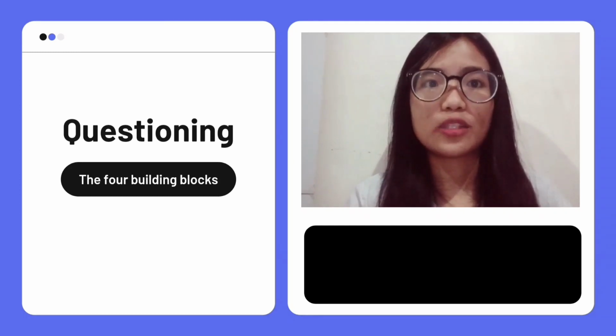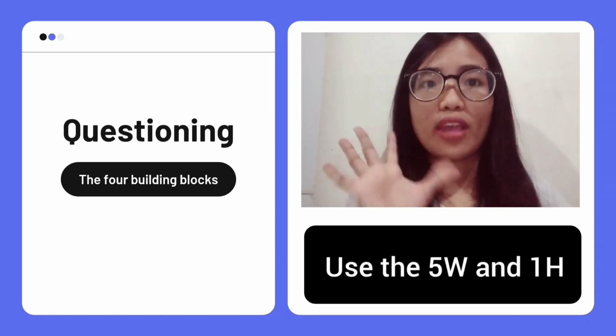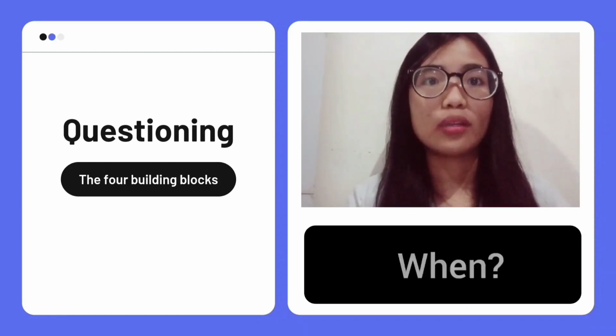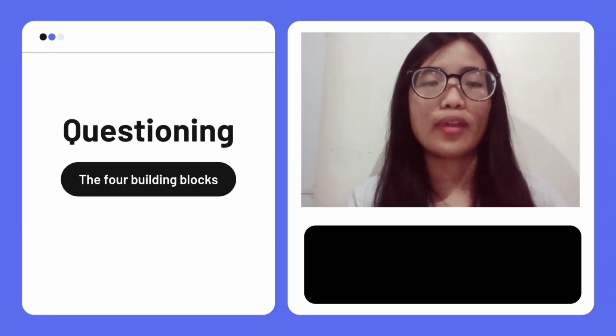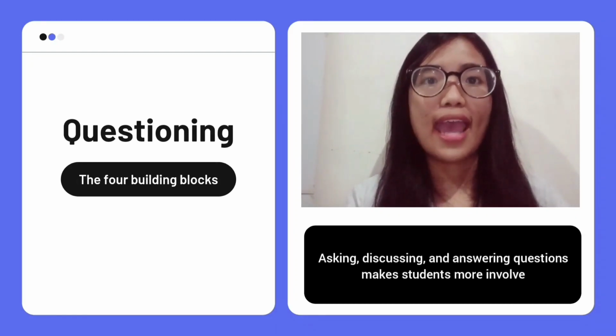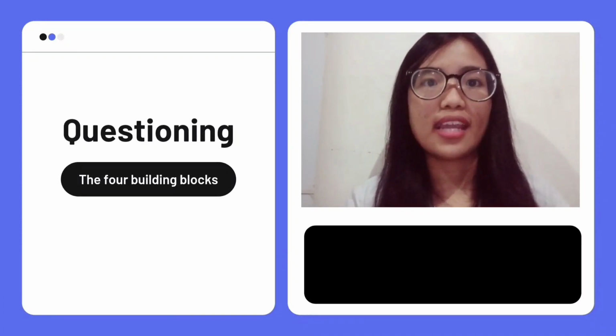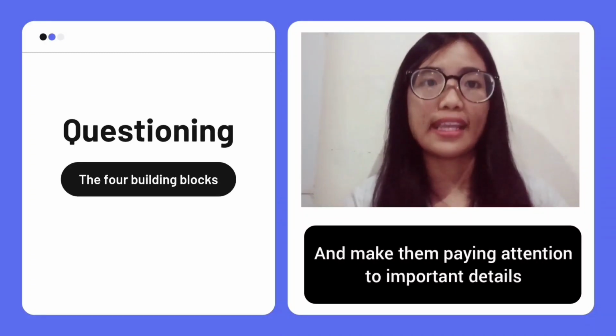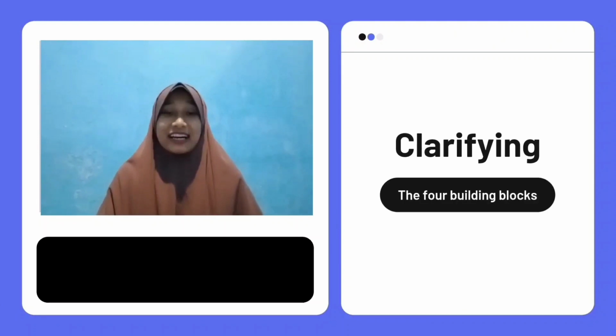Asking questions can be hard and many students don't know where to start. Therefore, lead the students to use the 5W and 1H: who, what, when, where, why, how. Asking these questions and answering questions gets students involved with their reading and ensures they are paying attention to important details.